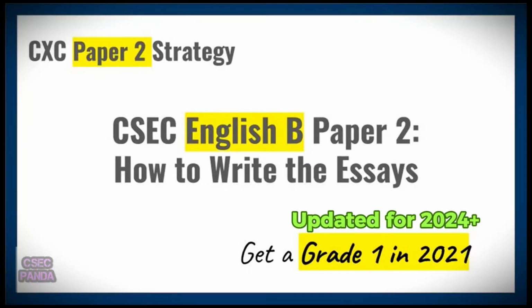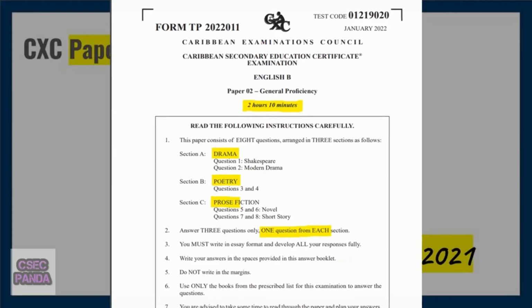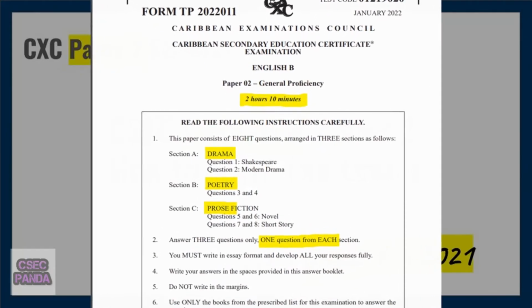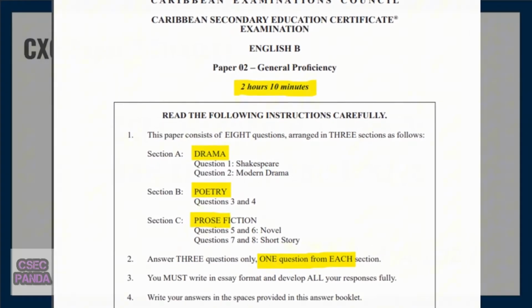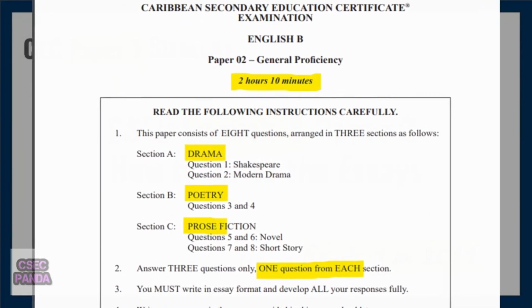Now, if you're even kind of familiar with the structure of Paper 2, you know it's an essay paper. Specifically, they want you to write these 3 essays in a pretty short amount of time. You get about 40 minutes to do each one of them. I think the paper is 2 hours and 10 minutes.